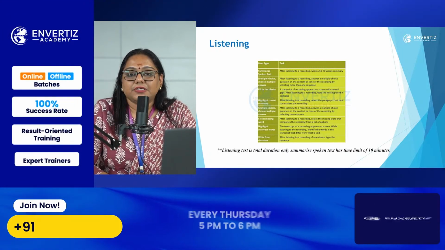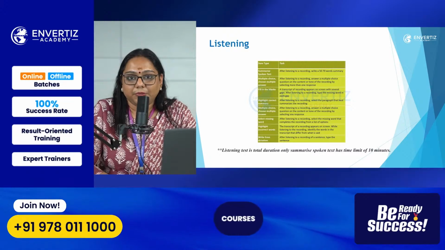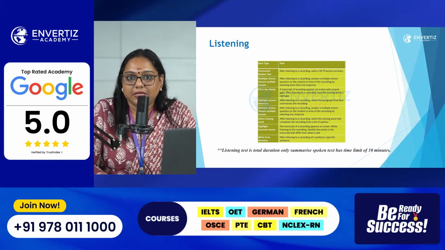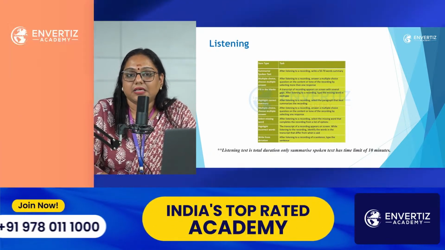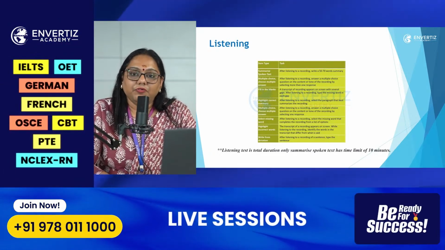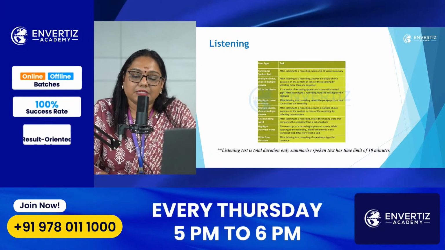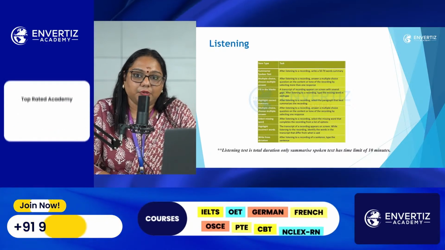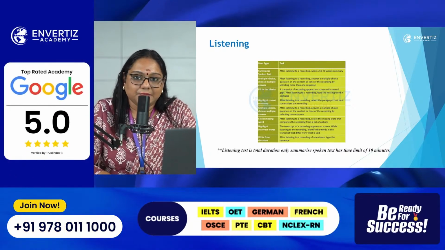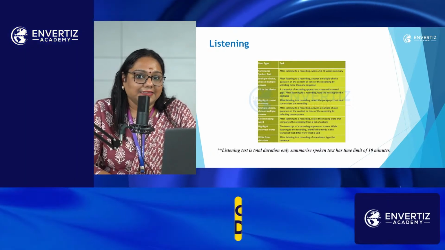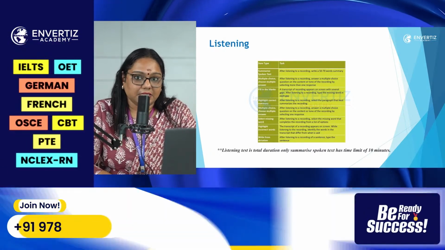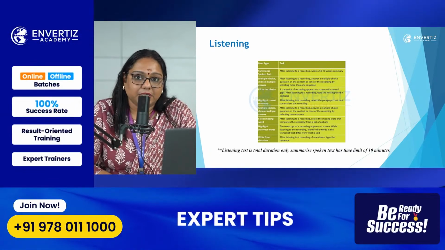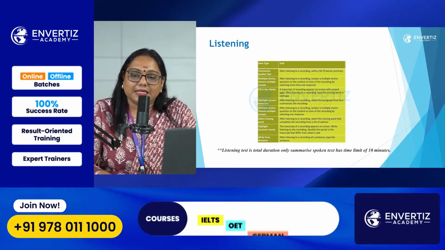Now we have different tasks here, starting from summarize spoken text. Then we have MCQ single option, MCQ multiple option, fill in the blanks, select missing word, highlight correct summary, highlight incorrect words, and write from dictation. Out of all this, write from dictation is a task which will give you the maximum scores, not just for your listening module, but for your entire test. The listening test has negative marking also. 2 tasks in this, that is MCQ multiple choice and highlight incorrect words, have negative marking. The rest don't have it.